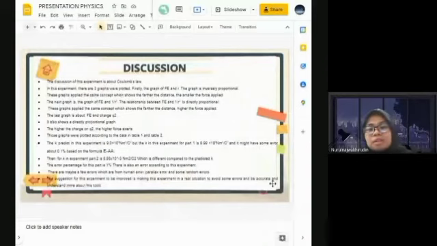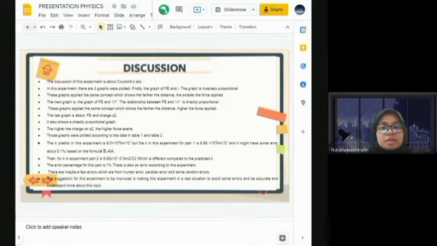Thank you, Ain. So for me, I will discuss the discussion for this lab report. This lab report is about Coulomb's law. Coulomb's law says the magnitude of an electric force that a particle exerts on another is directly proportional to the product of their charges, and inversely proportional to the square of the distance between them. For this experiment, we have three graphs that were plotted. Firstly, the graph of Fe and R. The relationship of this graph is inversely proportional.